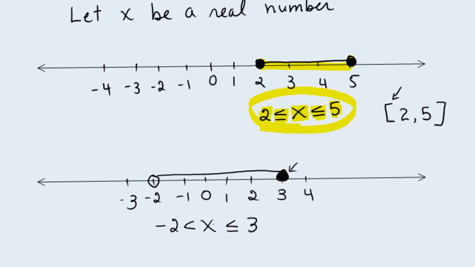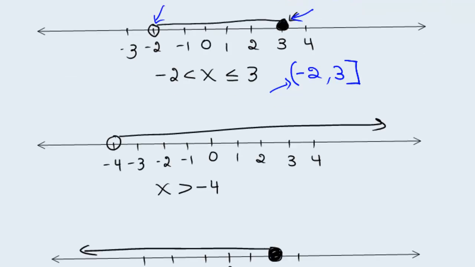Let's look at the second one. Now here we're talking about all the real numbers greater than -2 and less than or equal to 3. And in interval notation we would write -2, 3 and a closed bracket on the side of 3 because the number 3 is included and the number -2 is not. We use this parenthesis. Let's look at the next one.